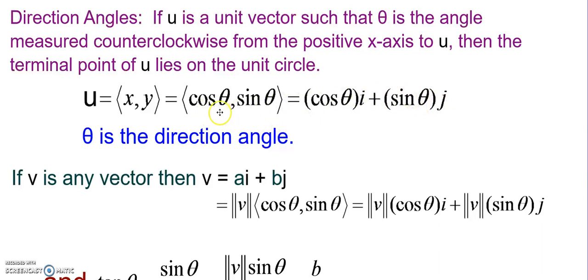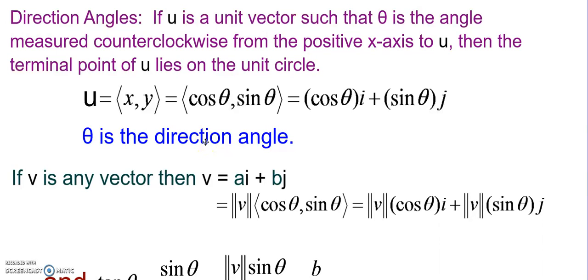All of this should make sense because we know the coordinates on a unit circle are x, y, which are represented from the cosine of the angle or the sine of the angle, respectively. And this is just writing it in rectangular form. Again, theta is the direction angle of the vector.